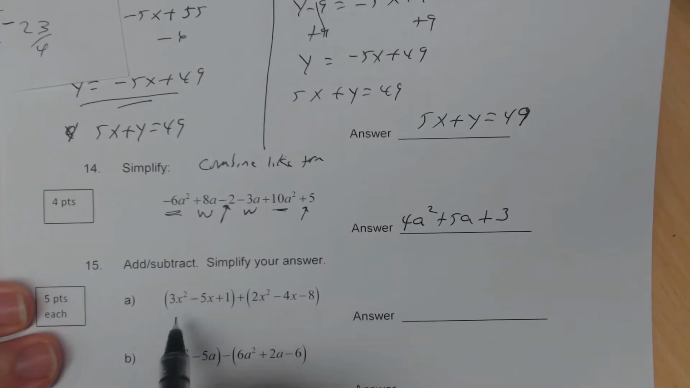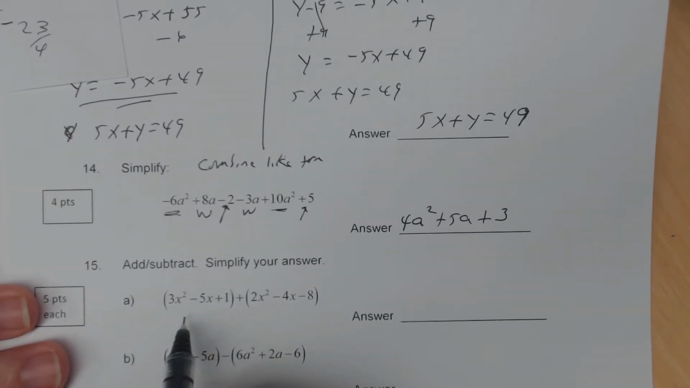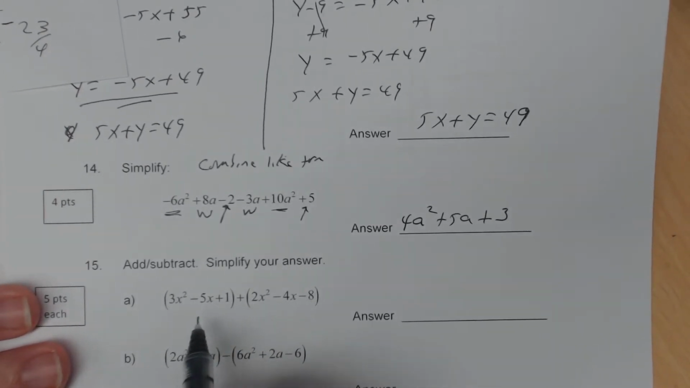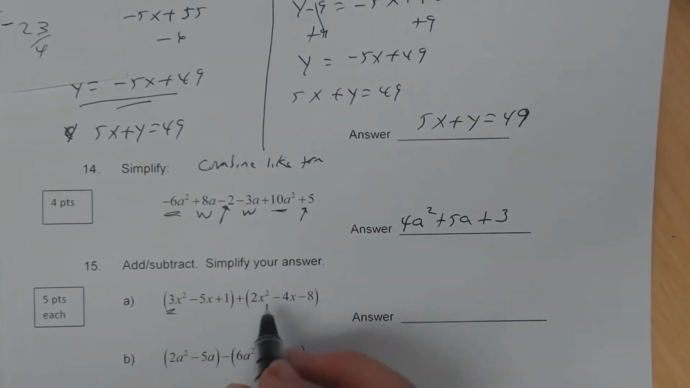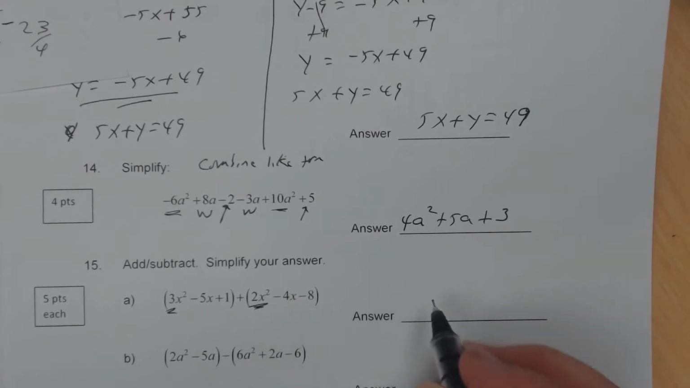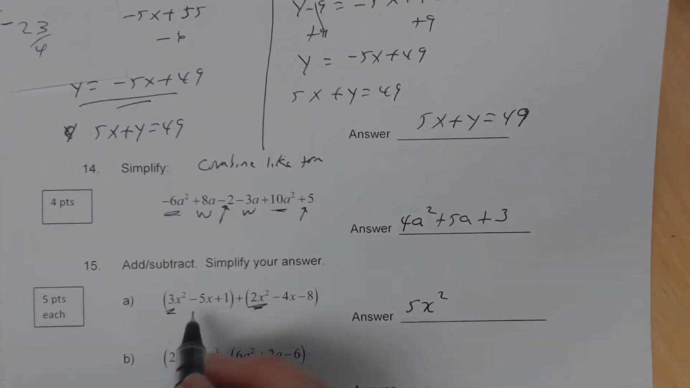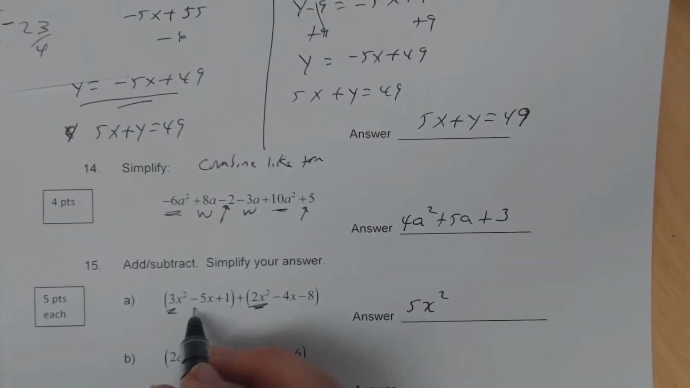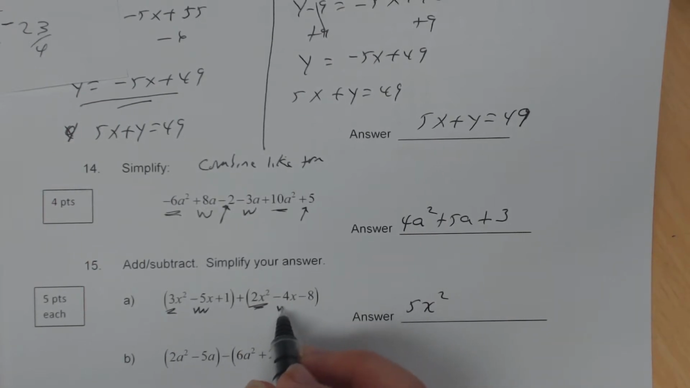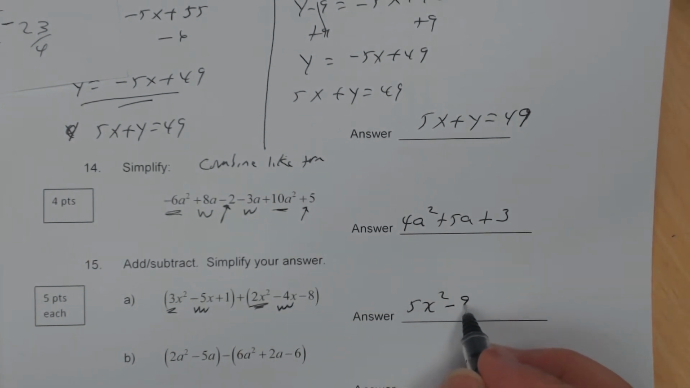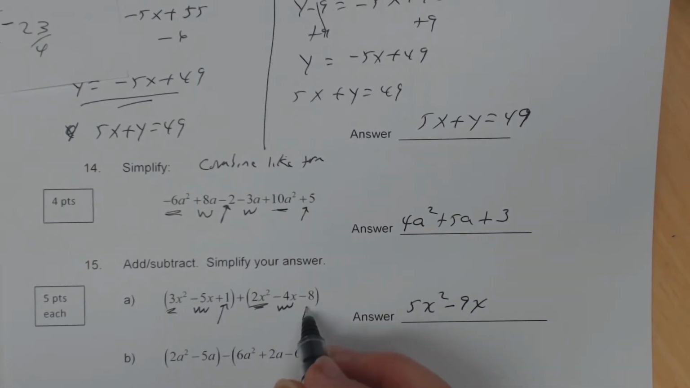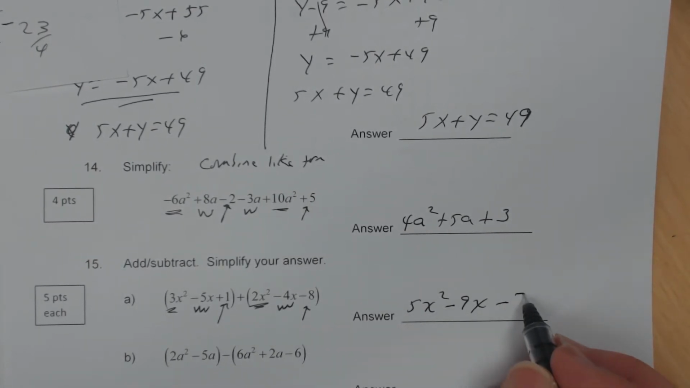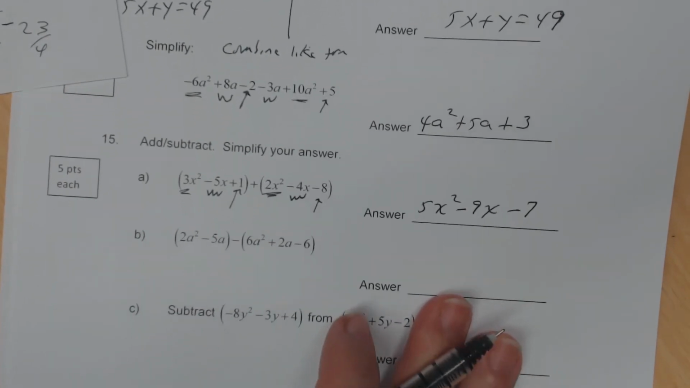Okay, the next one. Now here I'm just adding polynomials, so I can just drop the parentheses. So I get 3x squared plus 2x squared is 5x squared. All right, now the x's, a negative 5x and a negative 4x is a negative 9x. And then your constants, a positive 1 and a negative 8, is a negative 7.